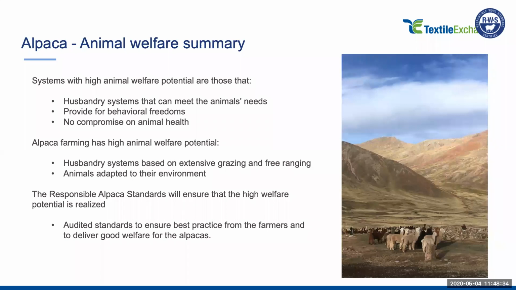These are husbandry systems based on extensive grazing and free ranging, using an animal that is supremely adapted to its environment. But what we're talking about doing with the Responsible Alpaca Standard is ensuring that that high welfare potential is actually realised by having in place audited standards to ensure best practice from the farmers and to deliver good welfare for the alpacas, and to make sure that these points where I have pulled out a few potential issues for welfare are being mitigated, and that we are confident in the supply of certified alpaca fibres. Thank you very much.